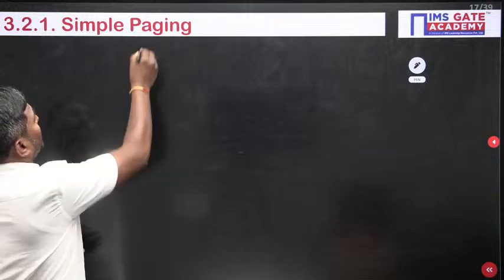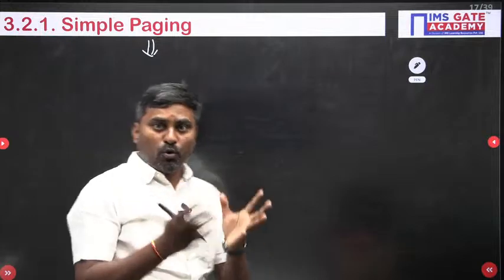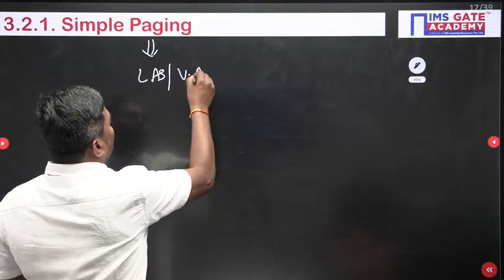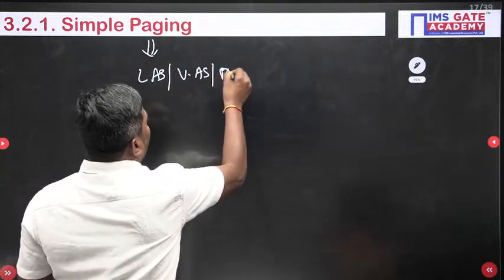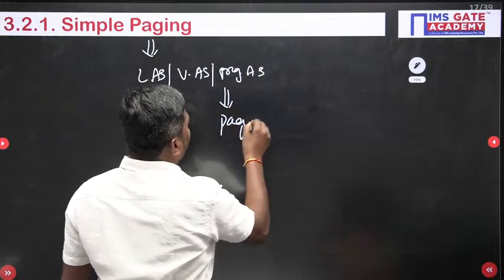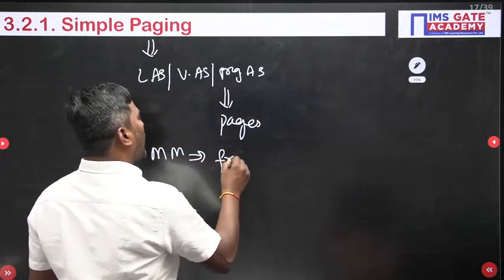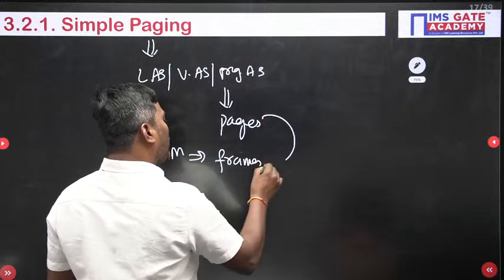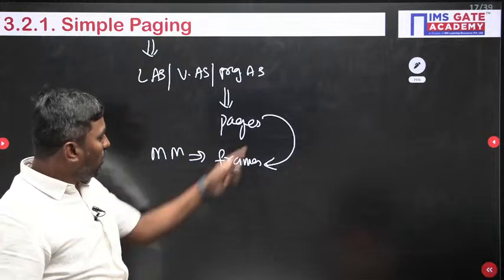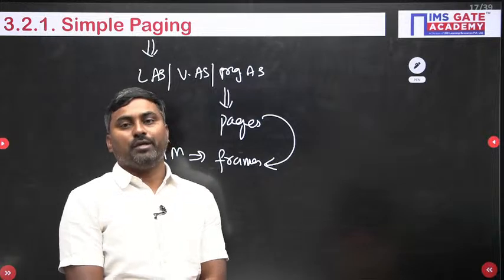If you look at simple paging, how do we implement it? The program address space, we call it the logical address space or virtual address space, we divide into pages. Main memory is also divided into pieces of the same size, which we call frames. So pages of a process we keep into frames. That is the observation we should make from simple paging.